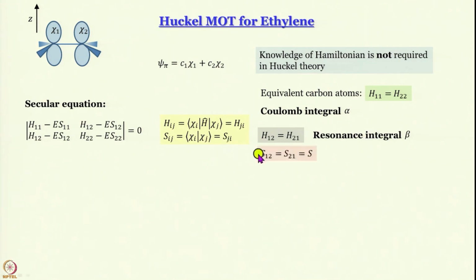S12 equal to S21, not very difficult to understand, that we will just call S. So, how does this simplify? Instead of H11 and H22 I will write alpha, instead of H12 in these two places I am going to write beta. S11 is equal to 1, is it not? S11 and, sorry, this is S22 not S21.